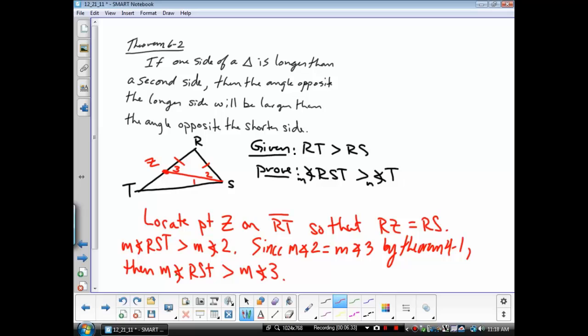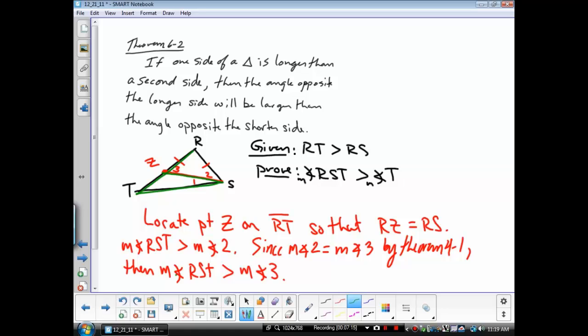Now, I know that angle 3 is an exterior angle of triangle TZS. If you look at this triangle right here, angle 3 is the exterior angle of that triangle. The exterior angle inequality theorem, theorem 6.1, says that since that angle is the sum of these two angles, it must be larger than either one of them. So angle 3 is larger than angle T. Angle 3 is also larger than angle 1, but we want angle 3 larger than angle T.